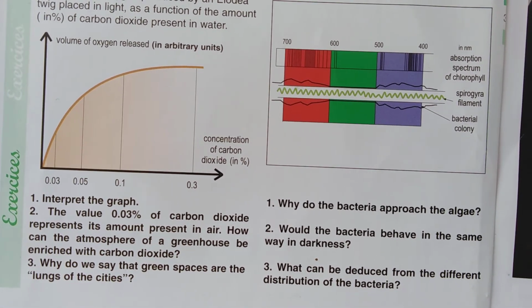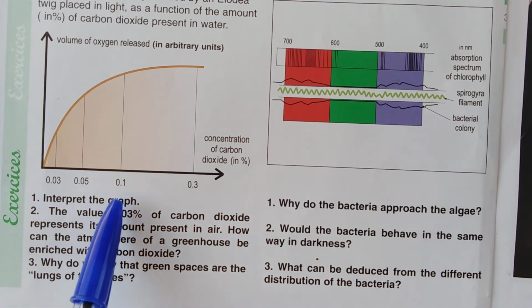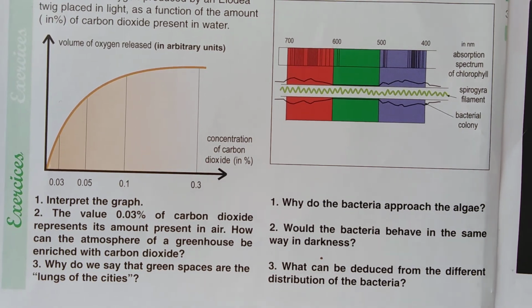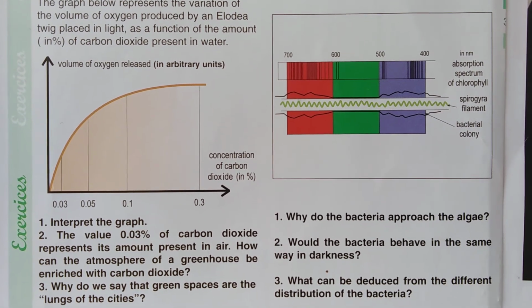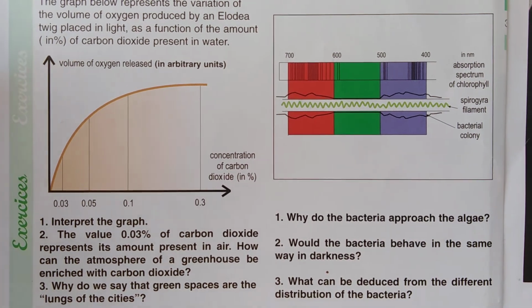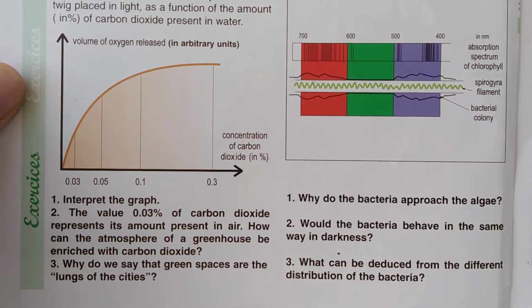Okay, now they asked us a question here. Interpret the graph. The action verb which is interpret requires two elements: analysis and a conclusion. So first of all, let us analyze the given graph.